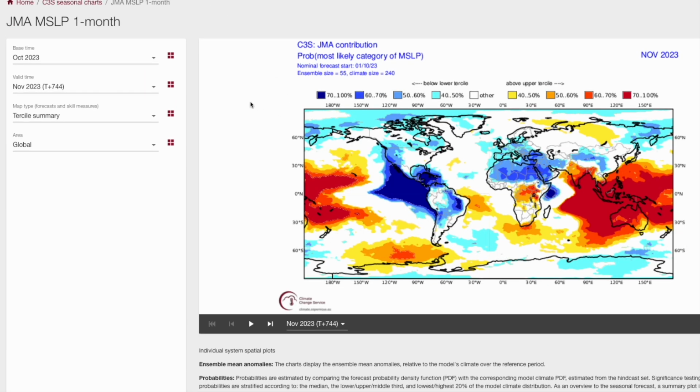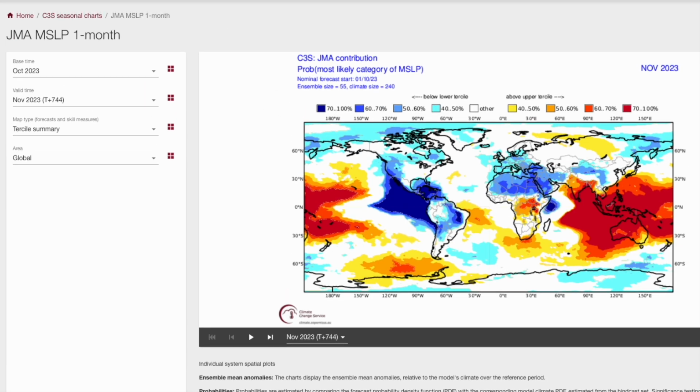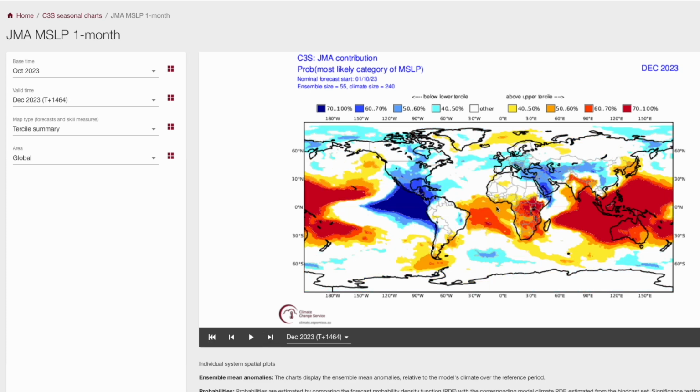Now this is the latest JMA. This is coming from the Japanese Met Office, or their version. And you can see for November, pretty similar to the ECMWF. No blocking to our north, or no high pressure to our north, but plenty of low pressure, so pretty mild month. As we get into December though, interestingly, we actually see high pressure starting to develop to our north.